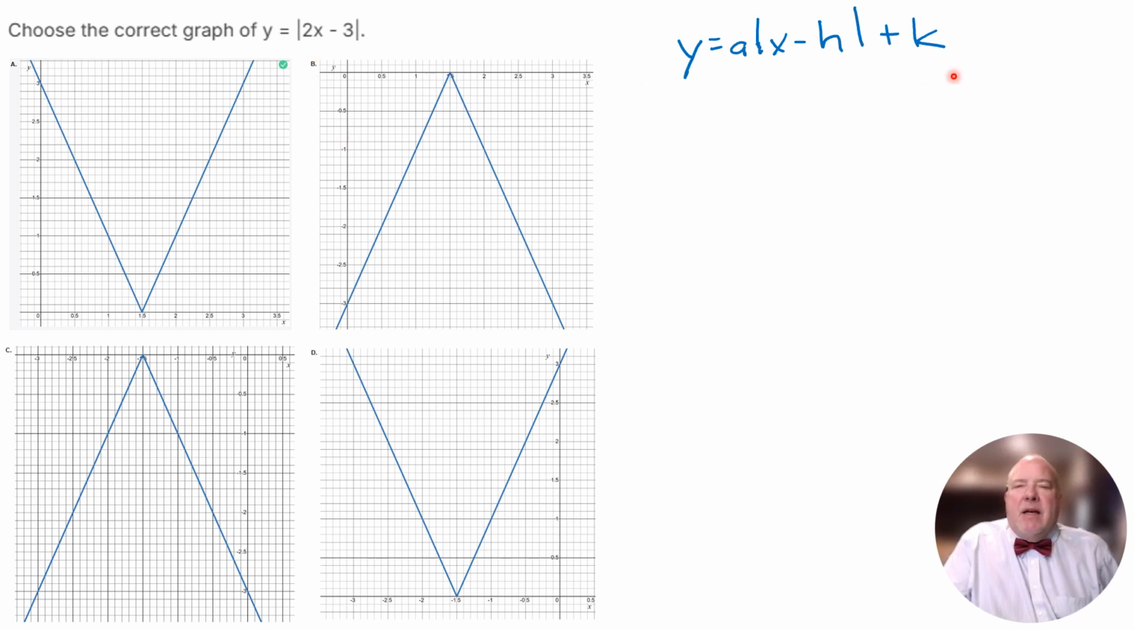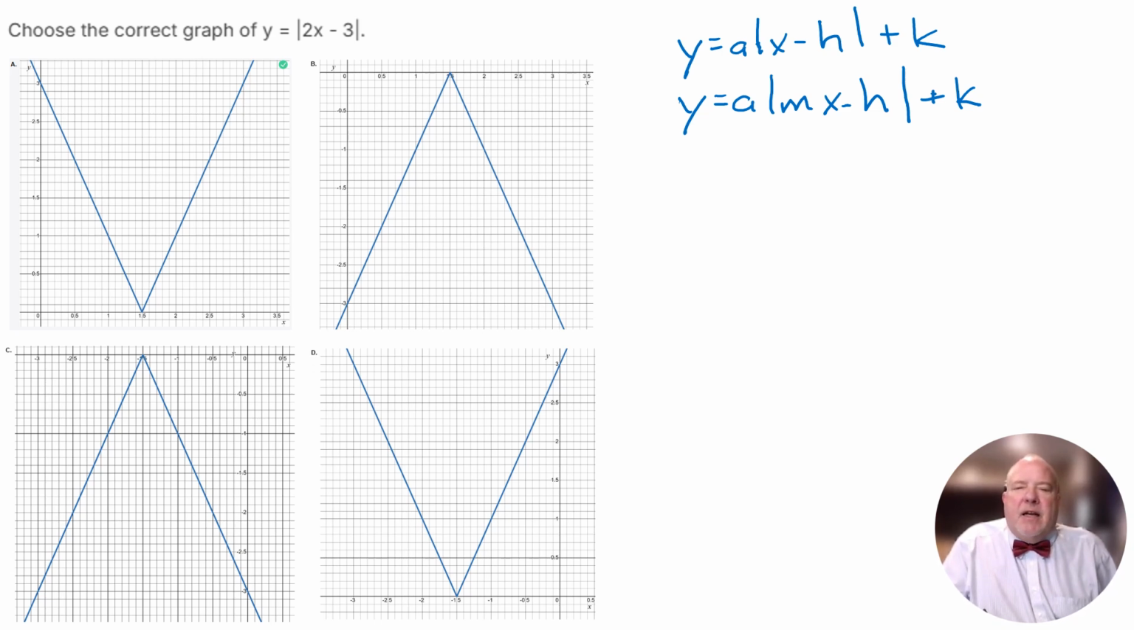Sometimes you will see this written like this: y equals a, and then they'll put an mx minus h, plus k. All right, so when you have a coefficient on the x, in this case the m value, to graph this, one of the first things you want to do is find the vertex.